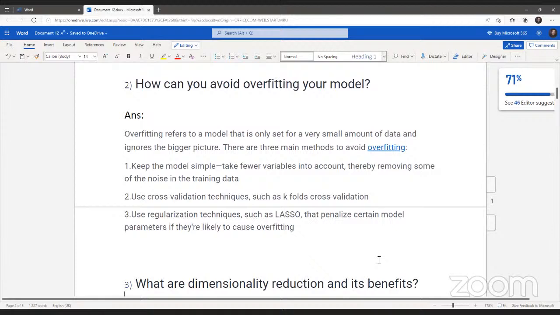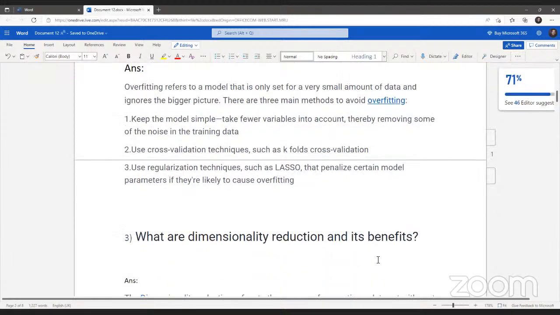So as we jump into the next question, what are dimensionality reduction and its benefits? If anyone knows the answer, ping me in the chat box and we'll discuss the answer within a minute.